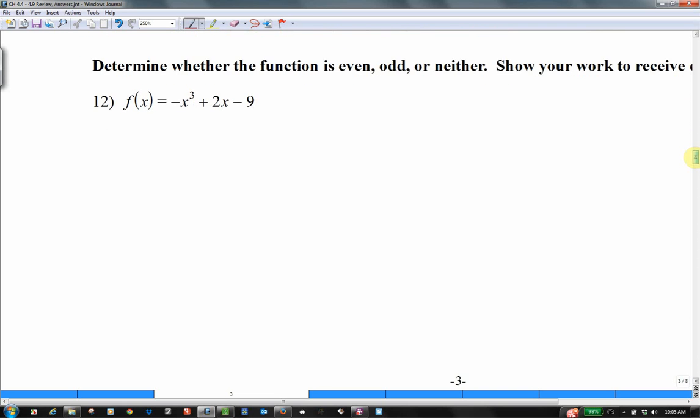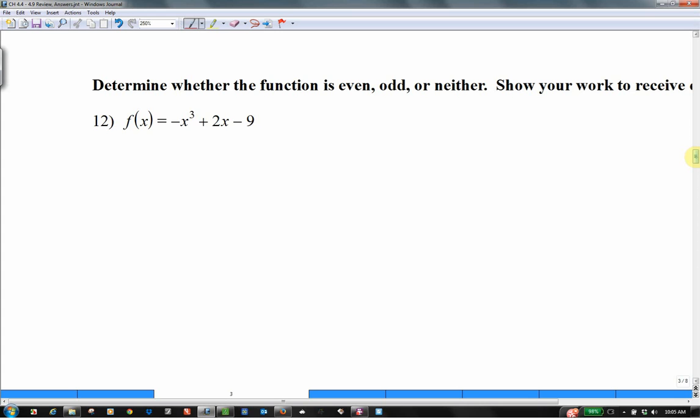Okay, determine whether the function is even, odd, or neither. I'm going to do this by substituting in the value of 1 and a negative 1. Okay, so let's try that. So if I put 1 into this equation, what am I going to get out? So I'm going to put 1 in.